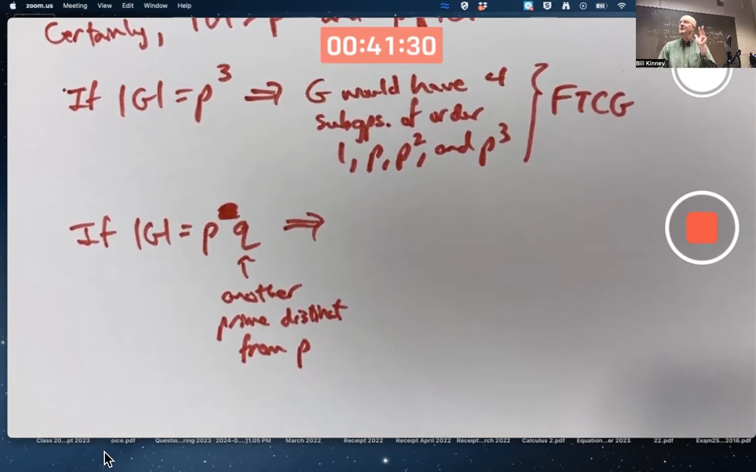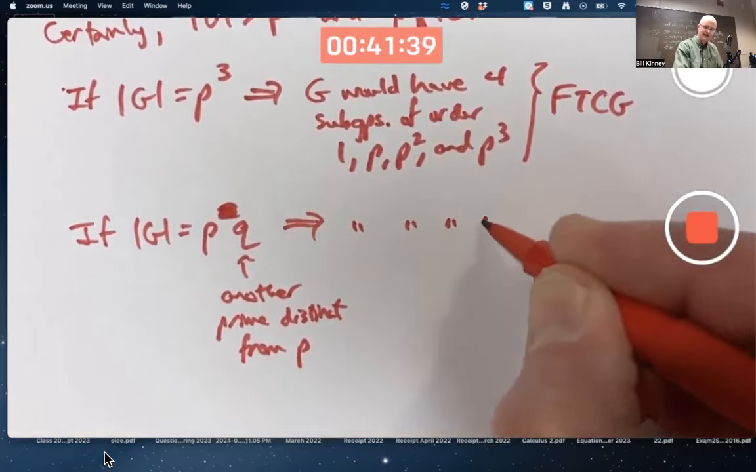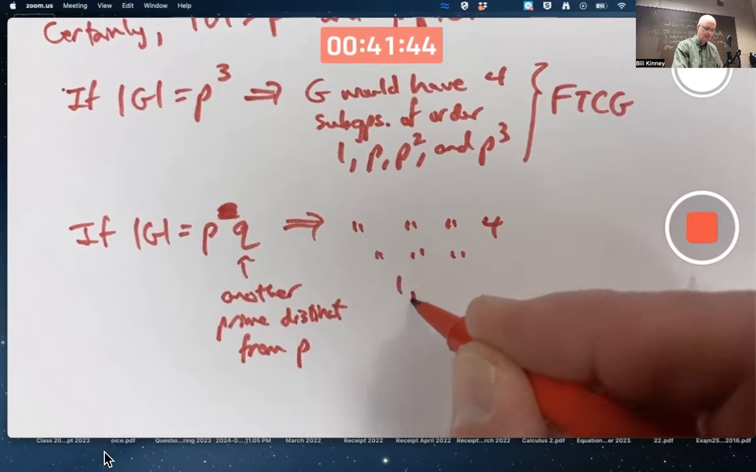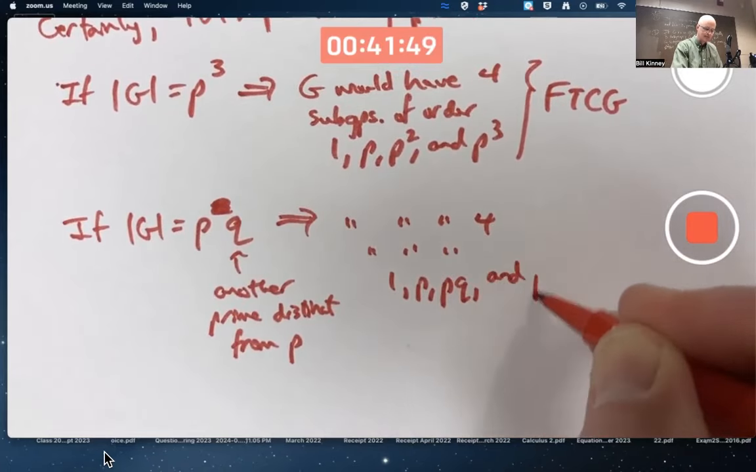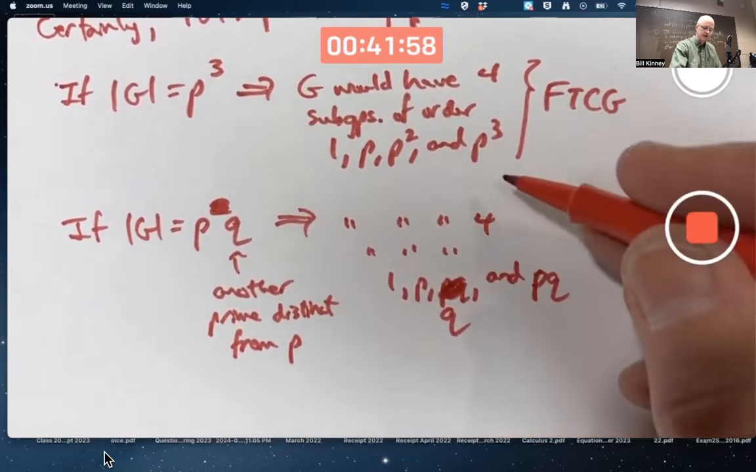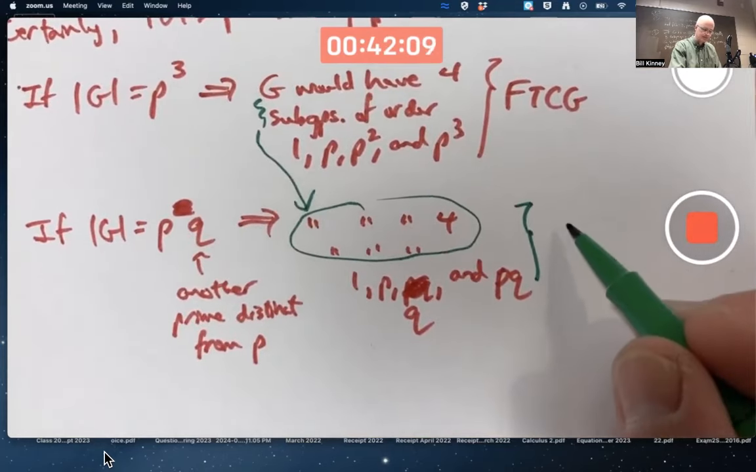1 subgroup for each order that divides the order of the group. G would have, once again, 4 subgroups of order, this time 1, P, Q, and P times Q. The dash is here referring to writing the same things that I wrote up there. Once again, that's the fundamental theorem of cyclic groups.